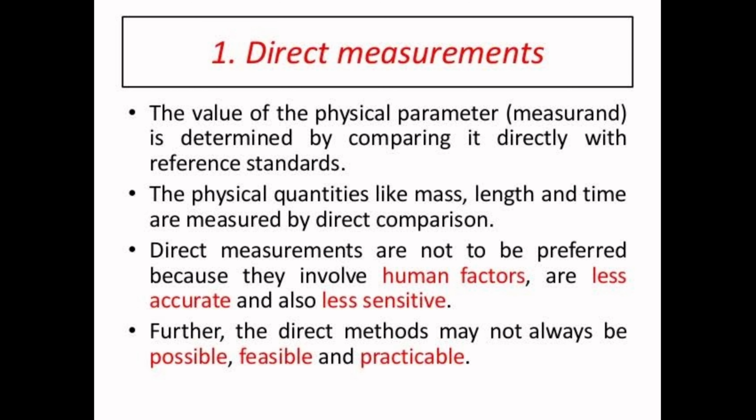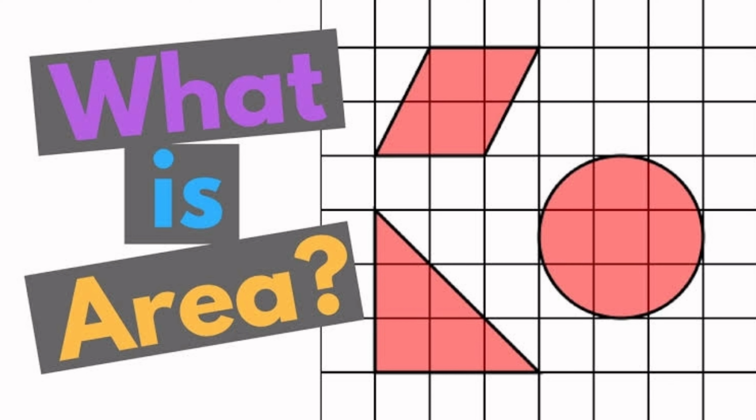And next, again I am going to tell you about direct methods. It is a value of a physical parameter, that is, we measure an object by comparing it directly with the reference standards. Physical quantities like mass, length, time are measured in direct comparisons. So I told you what the direct method is. When we use something like a scale to measure, it is known as a direct method of measurement.